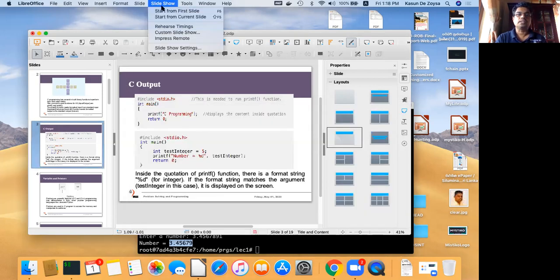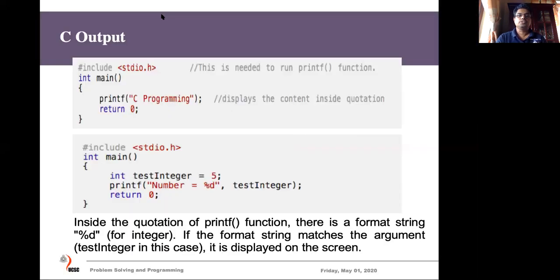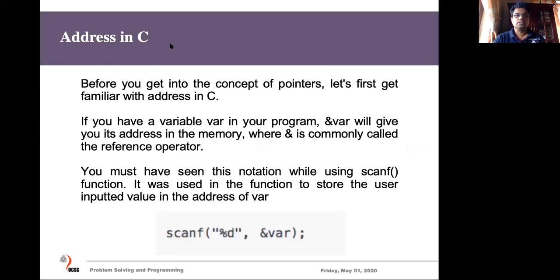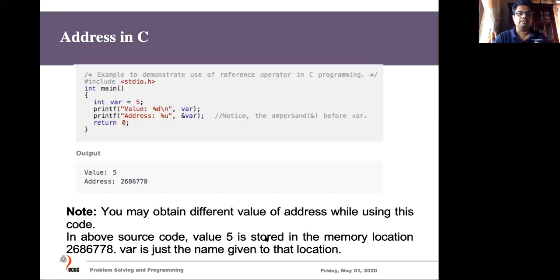Okay, let's go back to the lecture. So you understood C input. Usually we use addresses in scanf. So how do we get the address? Using the ampersand sign, we can get the address of a particular variable. By printing %d and the variable name, we can get the value stored in this variable. By putting the ampersand sign and printing using the format character %u, we can see the address of this particular variable. So you understand that now.